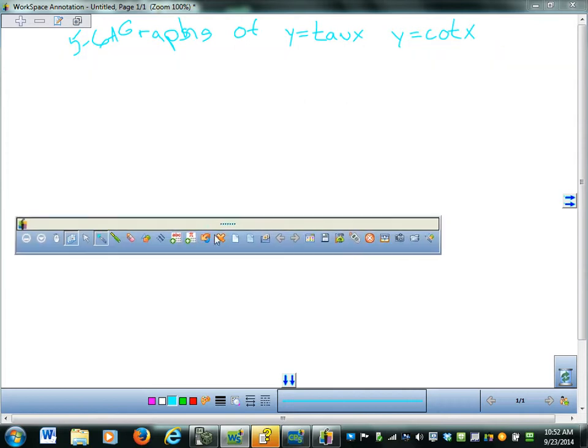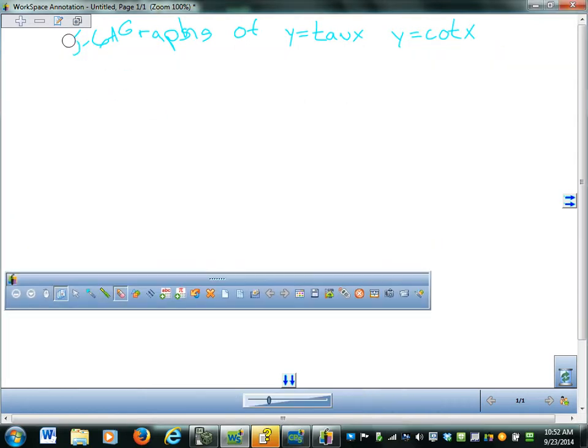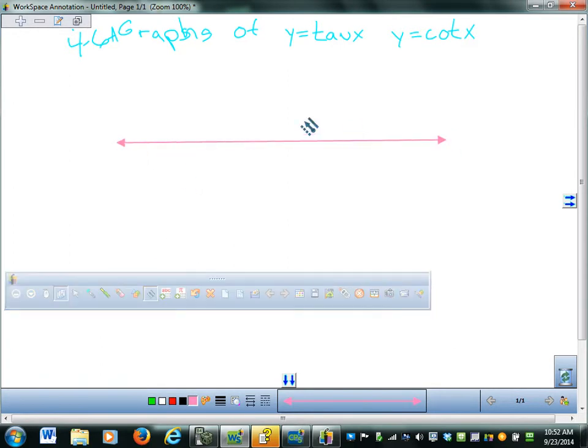Section is called 4-6, and it's called graphs of y equals tangent of x and y equals cotangent of x. So if I were to graph a tangent function, and I go like this and like this, I'm going to put in some asymptotes. How do you do that with this thing?